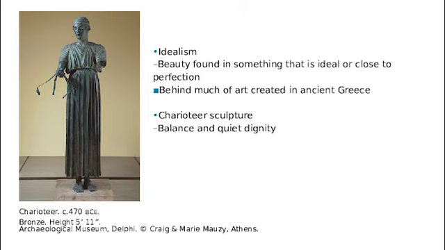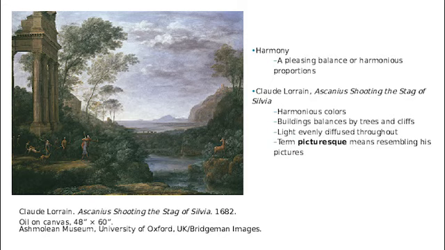Also, harmony is something that is very visually delightful for people. Harmony is a pleasing balance or harmonious proportions within a work. So this is Claude Lorrain's Ausanias shooting the stag of Sylvia. And it incorporates harmonious colors. The buildings are balanced by trees and cliffs. The light is diffused evenly throughout. There's just this very hazy, dreamlike quality.